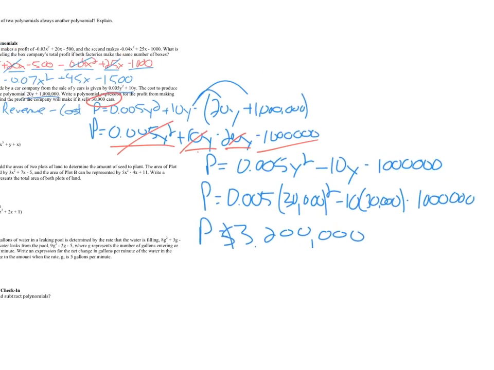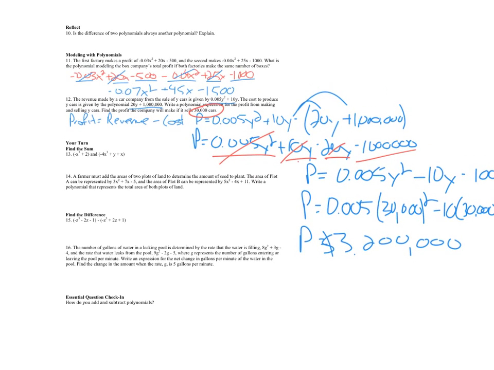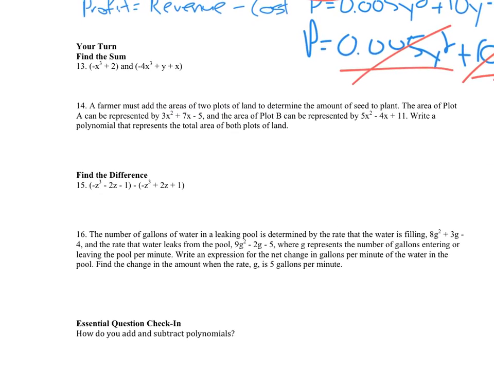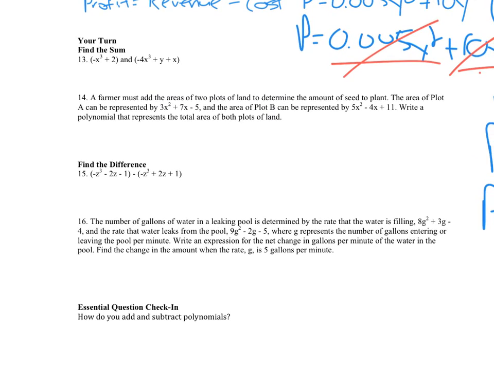Okay, so just be careful on that one. Make sure we're paying attention. Are we adding the two together like we did with the factory, or are we subtracting because we're taking the cost away from something? All right, so several your turns here, so 13 through 16. Go and try those on your own. And then our essential question, how do you add and subtract polynomials? Don't forget to do your quizzes as well. We'll go over all of this when we come back into class. Answer any questions you have.